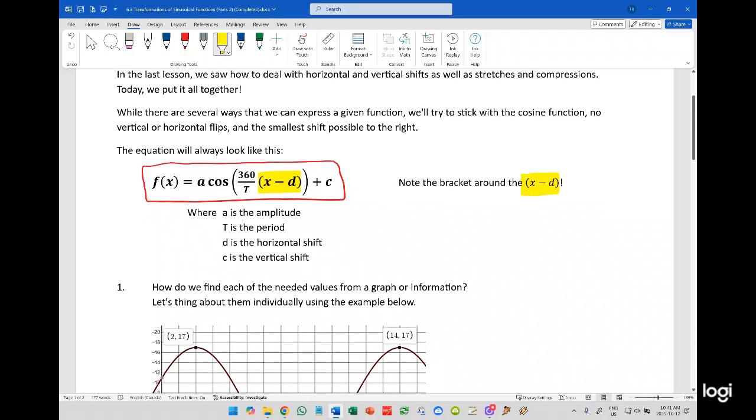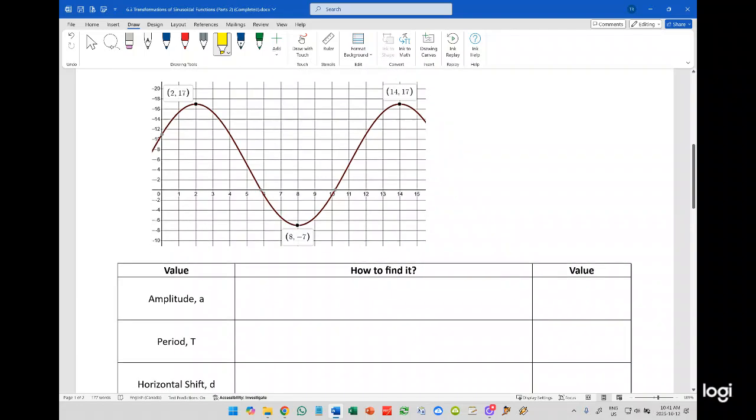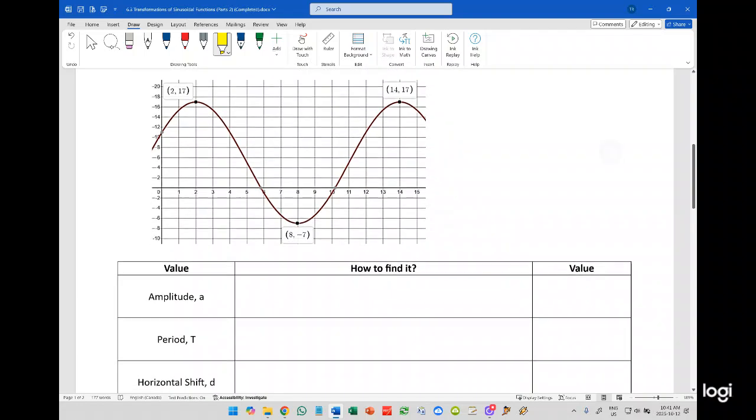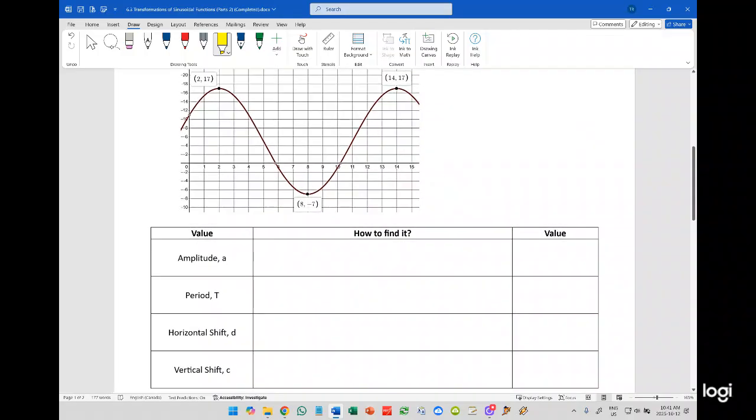Okay, so let's take a look at a function and see if we can actually do this. Unfortunately, I'm going to make this just a little bit smaller so I can fit everything on my screen at once. And we're just going to fill in this table. So the first thing we want to do is figure out what the amplitude is. And by the way, sometimes the order of these really doesn't matter. You do whatever order you want, but I'm going to do them in this order.